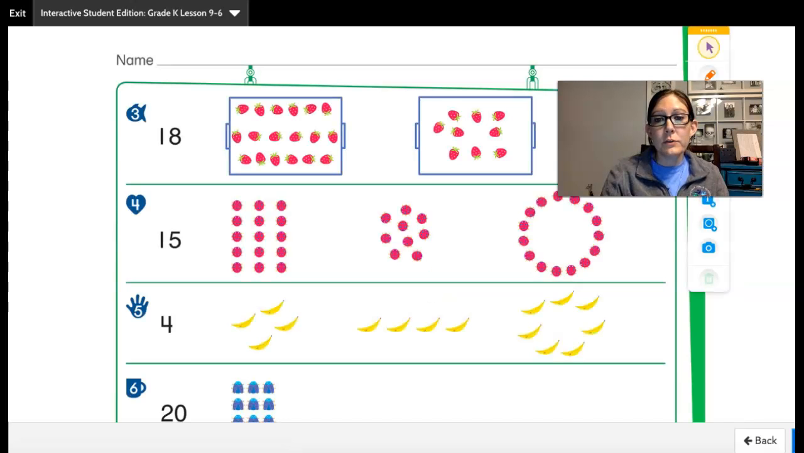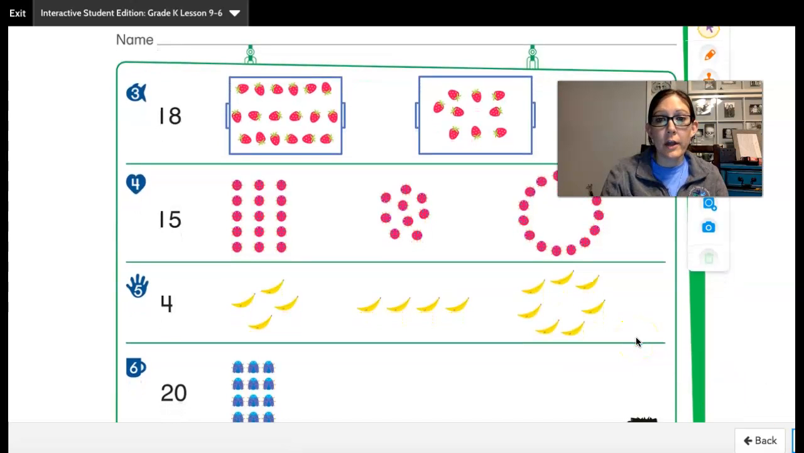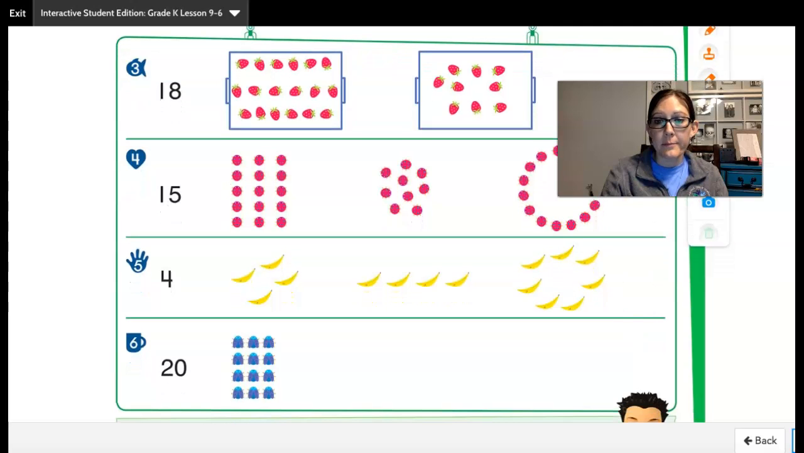Remember, if I'm going a little bit too fast, you can pause the video until you're caught up, and then push play when you're ready to come back.